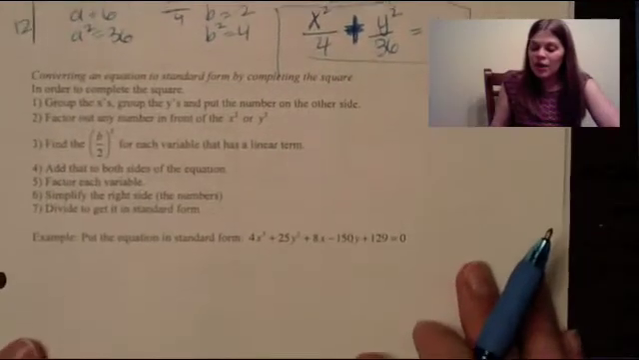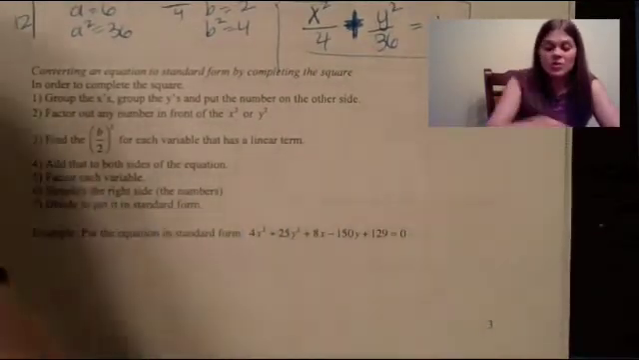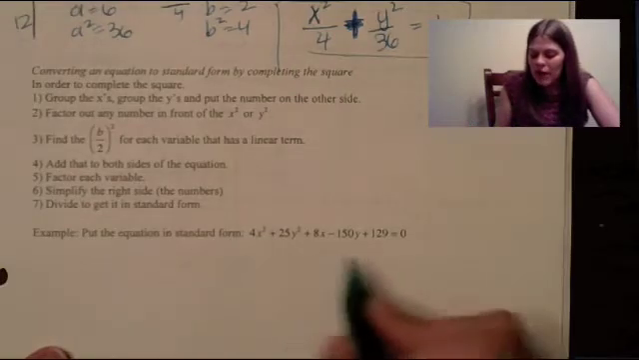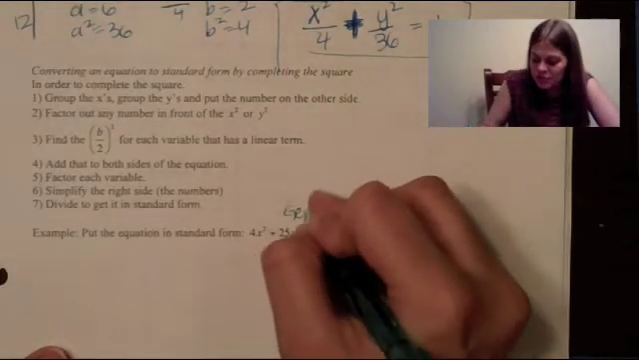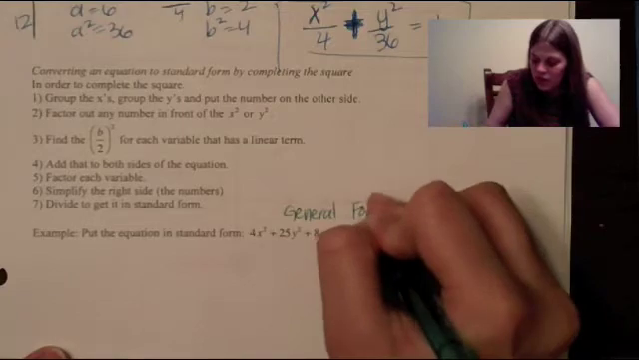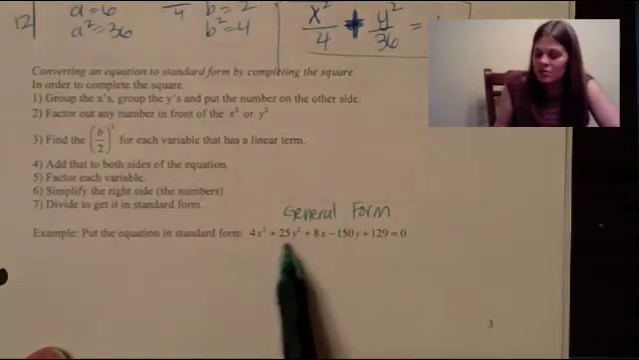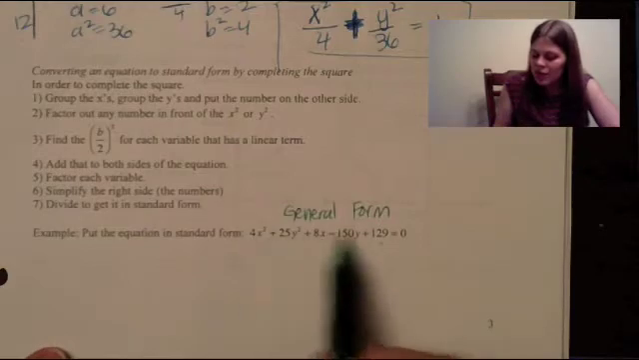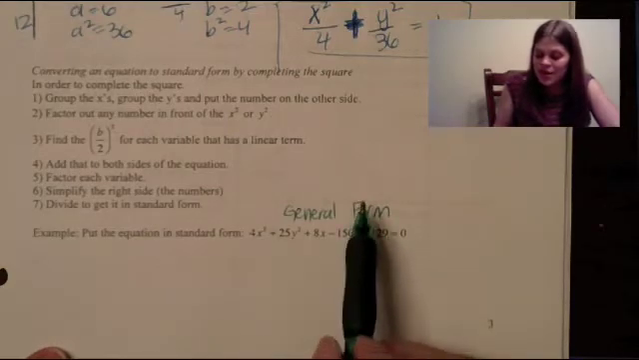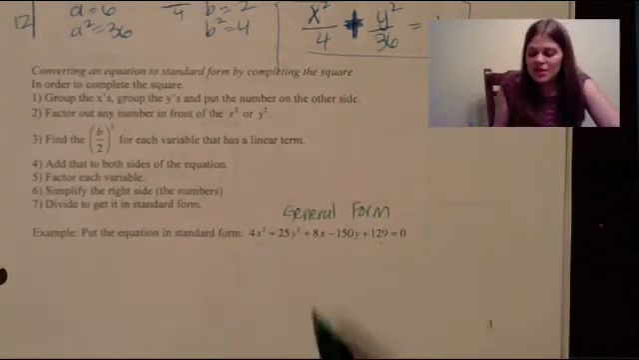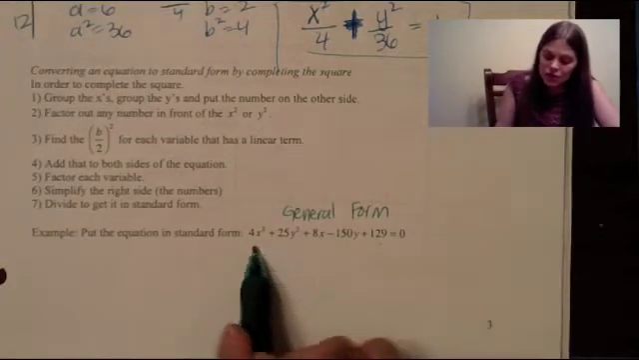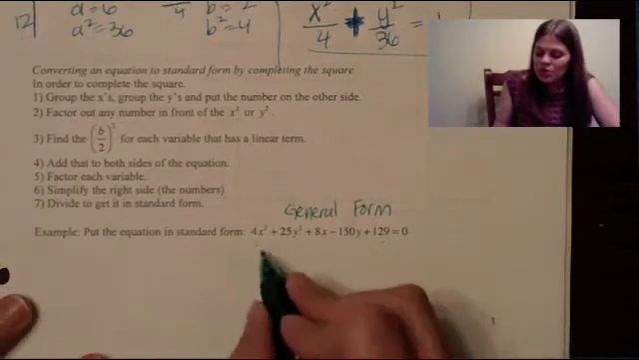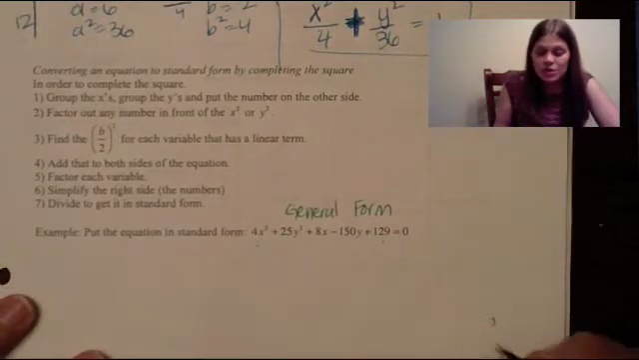Now, you have to remember how to complete the square. It's been a little bit of time since you've completed the square. We have what we call the general form of the ellipse, where it's written like this. So it's not in your nice format where you can get the center easily. So what we're going to do is complete the square. In order to complete the square, you're going to group the x's, group the y's, and put the number on the other side.